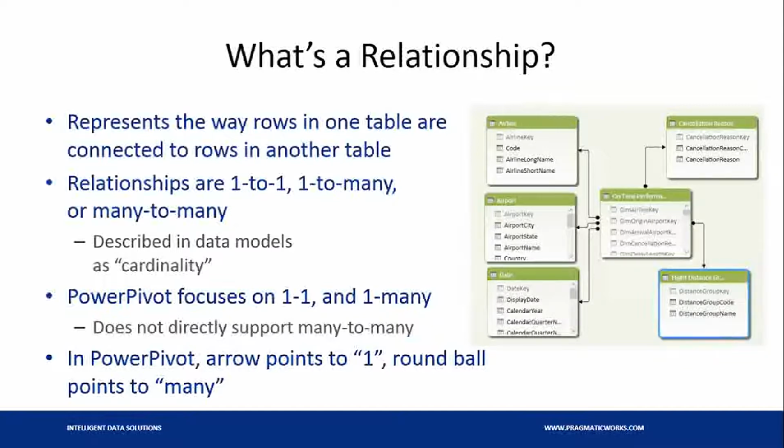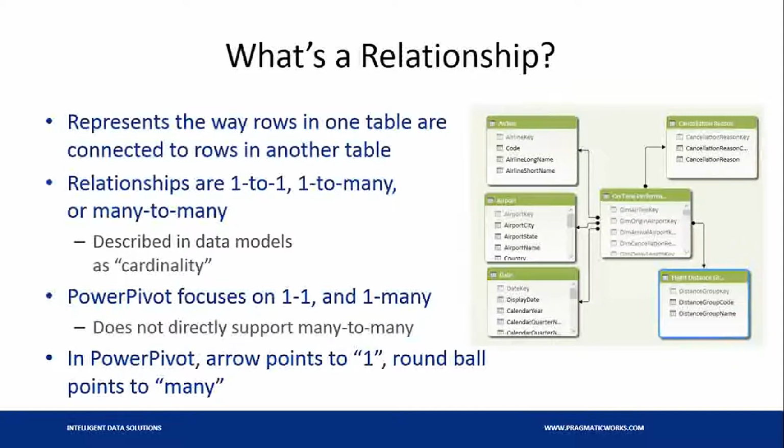Now in a PowerPivot model, when you look at the model, you should be able to spot right off the bat what the one-to-one relationships are because the arrow points right at them. If you look at those lines that are drawn in this model, I can tell you that every on-time performance has one and only one airport, it has one and only one date, it has one and only one flight distance group.